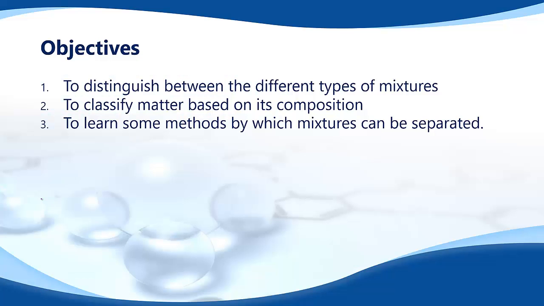All right, so the objectives for this video: I want you to be able to distinguish between the two different types of mixtures that are present. I want you to be able to classify any piece of matter based on its composition. So, which of the two types of mixtures, or is it an element, or is it a compound? One of those four things you should be able to classify. And we'll also go over three methods that you can use to separate mixtures into individual components. And based on what you want to do, you figure out which method is most appropriate for a situation.